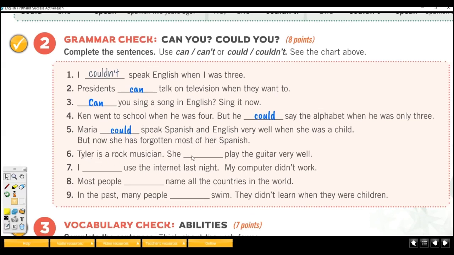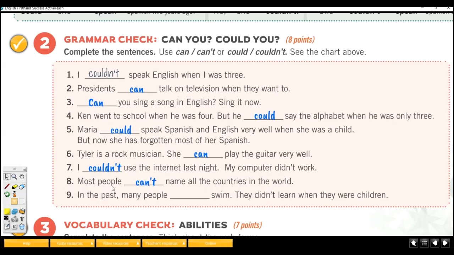Tyler is a rock musician. She can play the guitar very well. I couldn't use the internet last night. My computer didn't work. Okay. And most people, I'm going to guess with this one, can't name all the countries in the world. Most people can't name all the countries in the world.